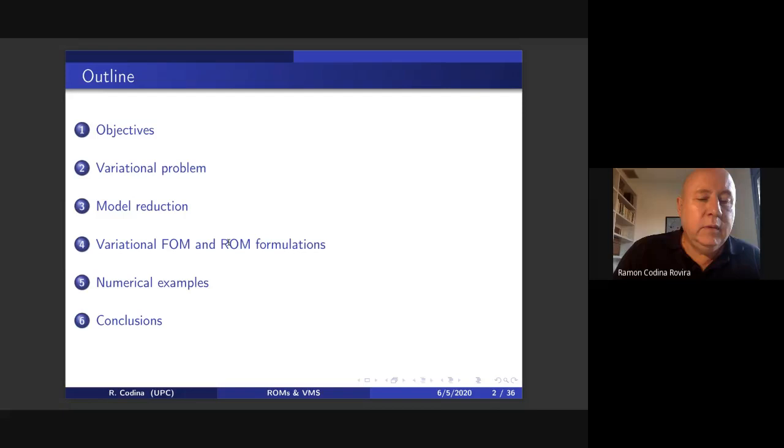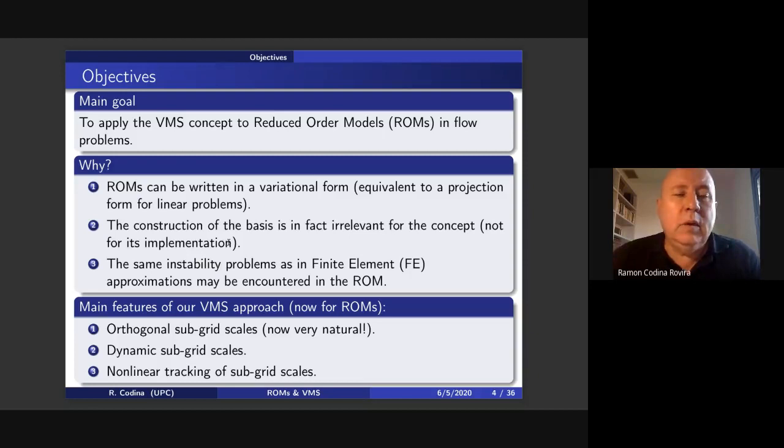So the objectives. Which is the main objective of this talk? The main objective is to apply the variational multiscale concept, which is a concept that has been developed in the framework of finite element methods, of stabilized finite element methods, to the field of reduced order models and in flow problems, because that's my main field of research. So the idea is to link those two concepts together. First, variational multiscale, and then reduced order models.